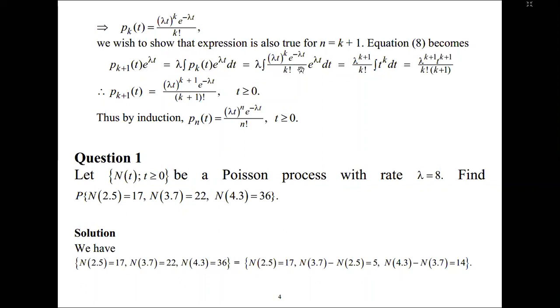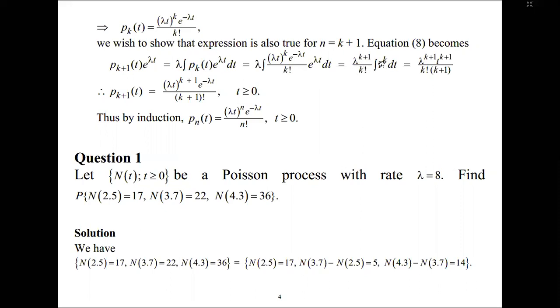Please, are you okay? Because we're told that it is true for k, so if it is true for k, then we'll replace P of k of T by this equation. Have you seen it? Because we assume it is true for n equal to k. So this will be it. Then we factorize all the constants out.